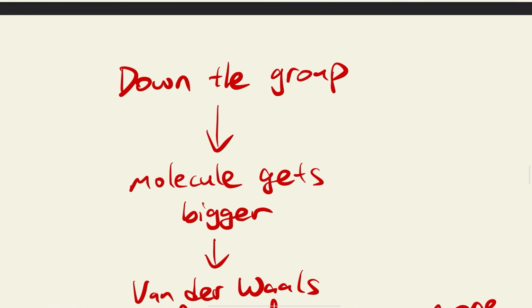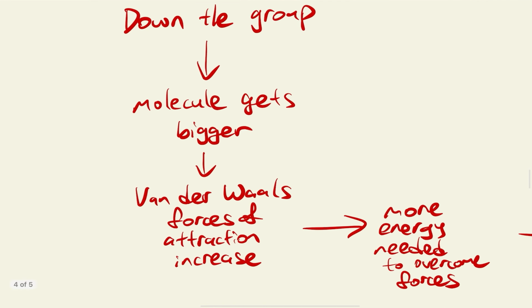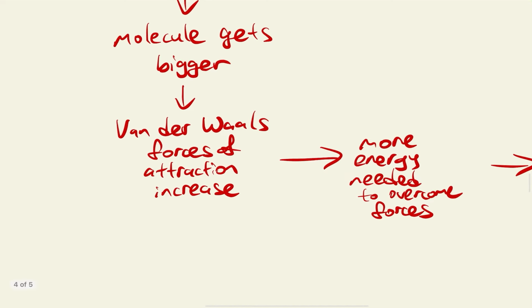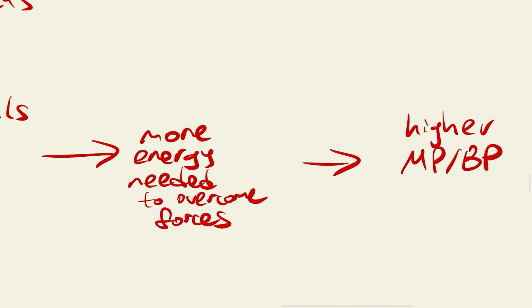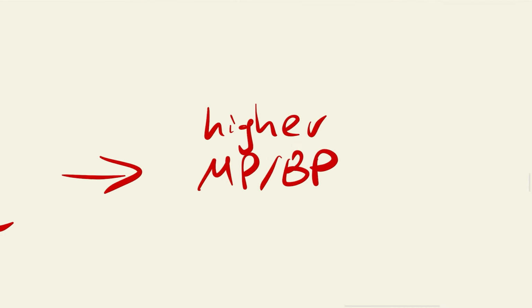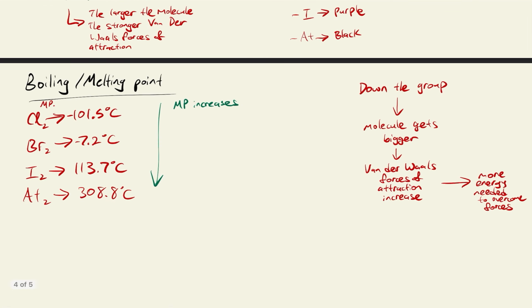Now why is this so? As we go down the group, as we have established before, the molecule gets bigger. So the van der Waals forces of attraction also increase in strength. Therefore, as the forces increase in strength, you need more energy to overcome these van der Waals forces of attraction. So if more energy is required to overcome these forces, you have a higher melting and boiling point. And that actually corresponds to what we have here.